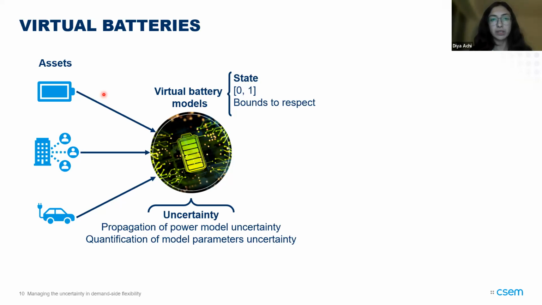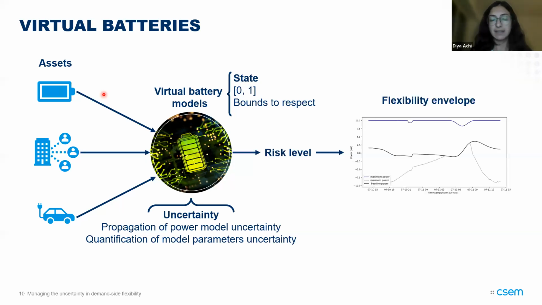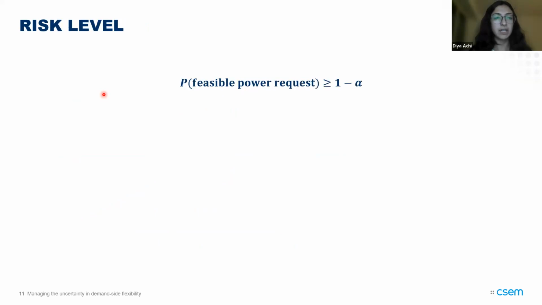So now that we have modeled the assets and we have the uncertainty on those assets, what we can do is set a risk level when estimating the flexibility envelope of the asset. To give you an idea of the impact of this risk level on the feasibility of the requests, how you can see it is it sets a lower bound to the probability of having a feasible request.